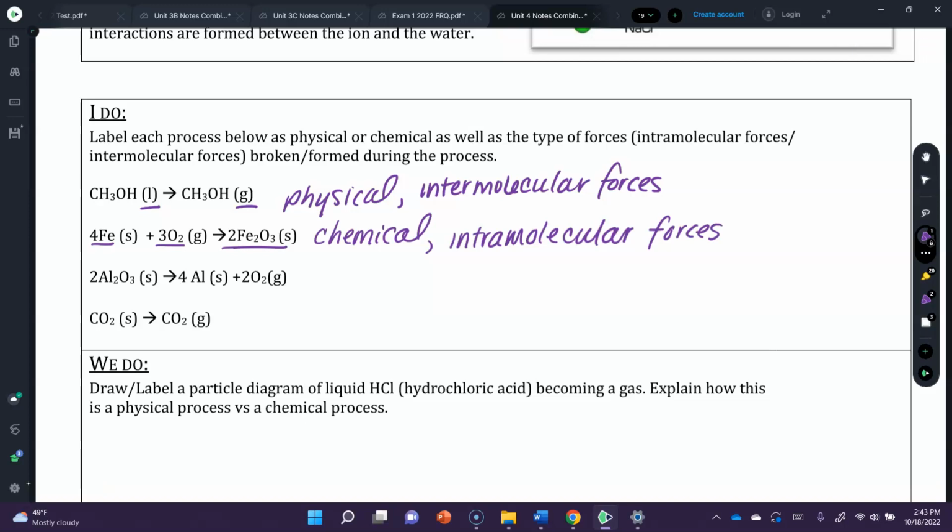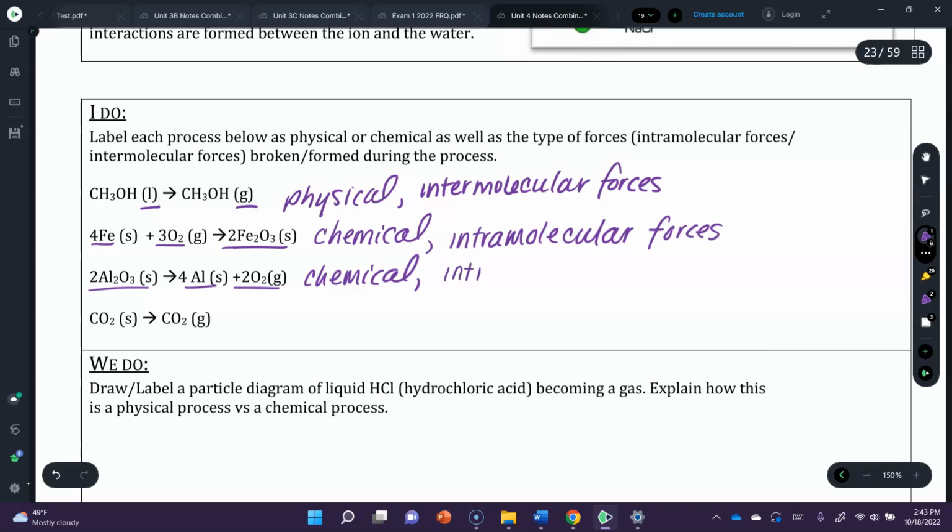Okay, if we look at the next one, we see that we go from one reactant to two distinctly different products. Again, we have a chemical change because we are rearranging the chemical composition of the substance that we're looking at. And so that means that we are manipulating and changing the intramolecular forces.